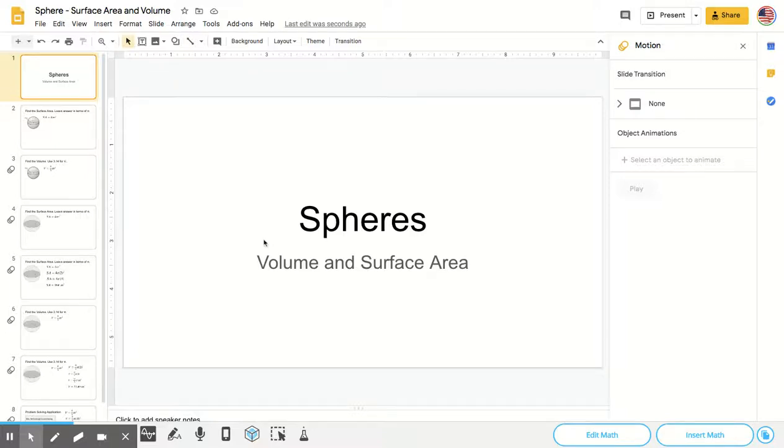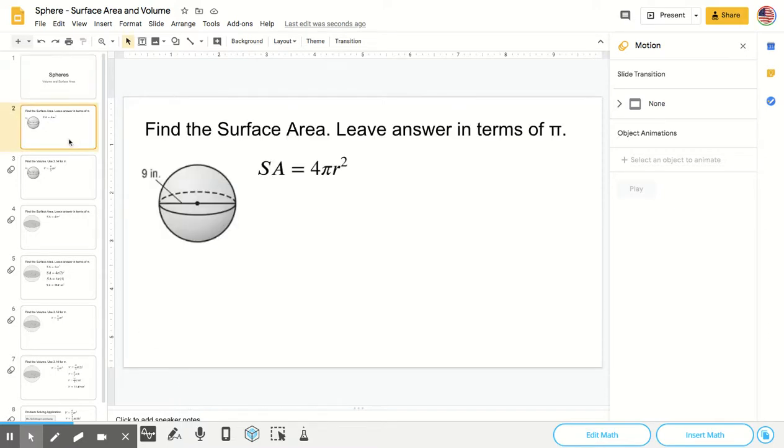In this video, we're going to find the volume and surface area of spheres. So in our first example, we have a sphere whose diameter is given as 9 inches, diameter being all the way across a circle, and we're asked to find the surface area. And the formula for surface area is given as 4 pi r squared.